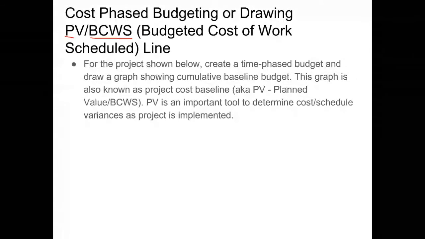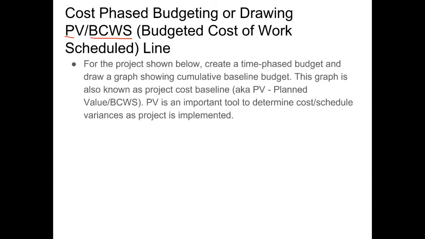It basically tells us the cost associated with the work package or task we are trying to achieve. So for the project shown below, we will be doing a practical example, and you are expected to create a time-phased budget and draw a graph showing the cumulative and baseline budget. This graph is also known as a project cost baseline, or a planned value, or, if you're using project management software, the budgeted cost of work scheduled. Planned value is an important tool to determine the cost and schedule variances as the project is implemented.